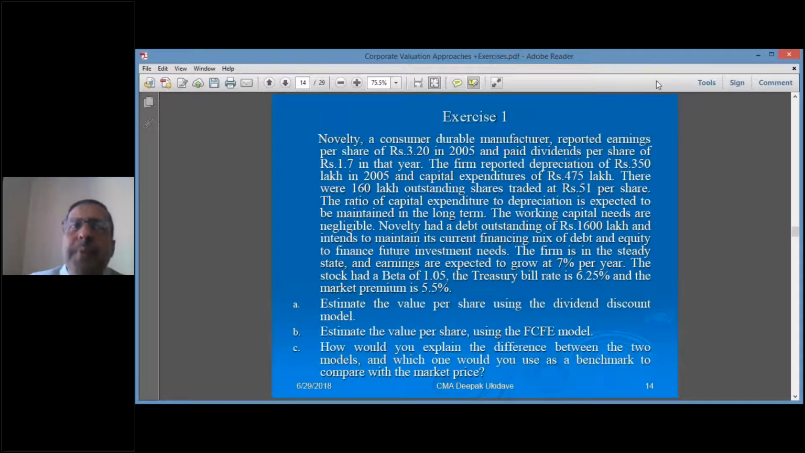But results would be different. Results may not be the same. So if you are applying the FCFF method and finding out the value of the firm, that may not tally exactly with the method used as FCFE. Both methods may give different answers because of certain factors, and therefore we look at the valuation range.